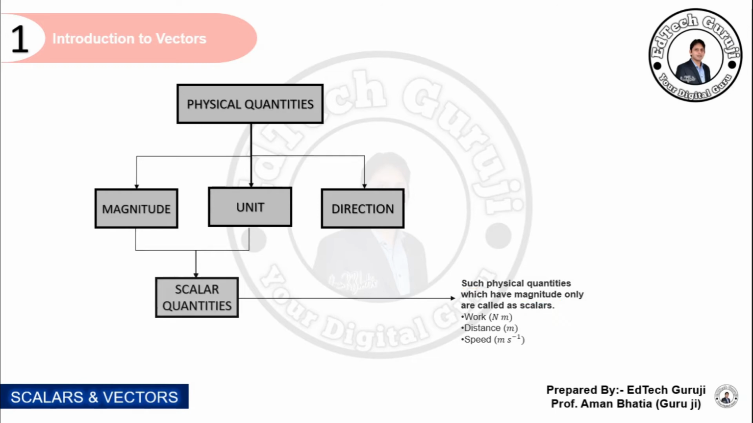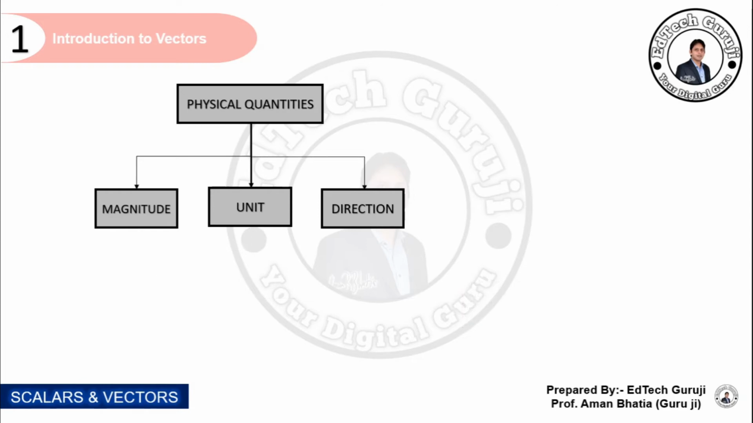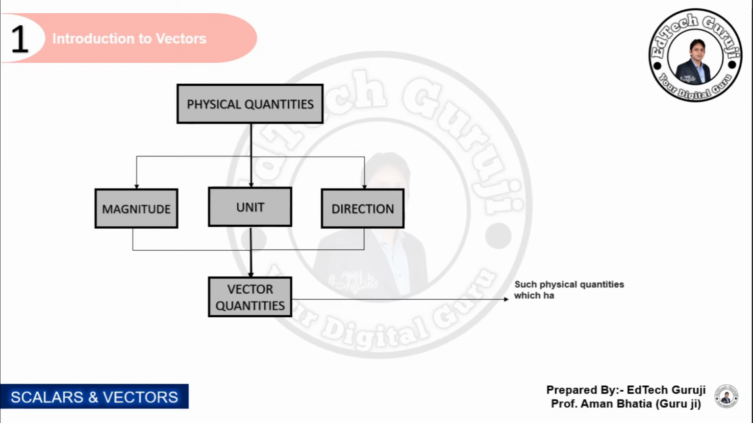Whereas there are certain quantities which along with magnitude and unit also require direction. So along with magnitude they also require direction, and such physical quantities, dear students, are referred to as vector quantities. So what are vector quantities? Such quantities which have magnitude as well as direction are called vectors.